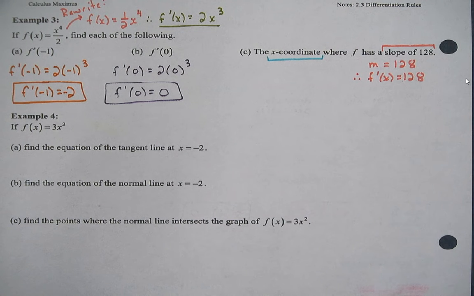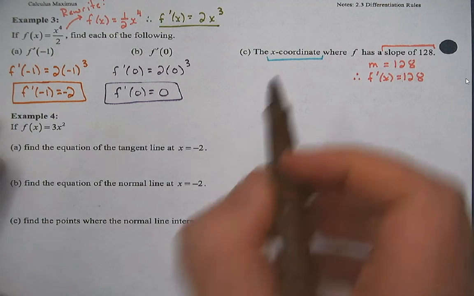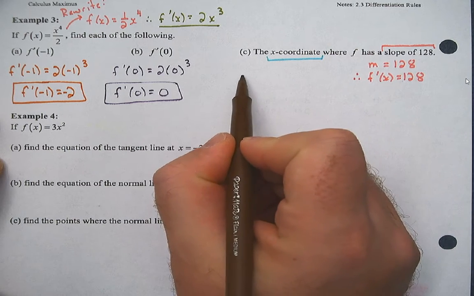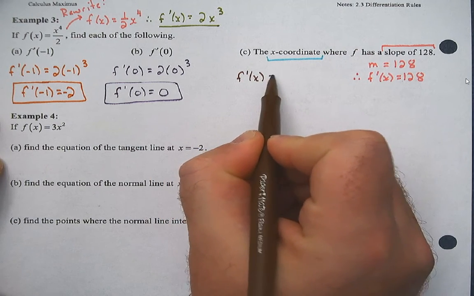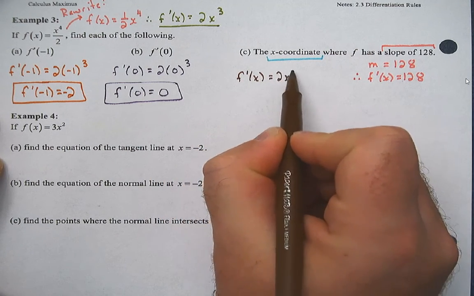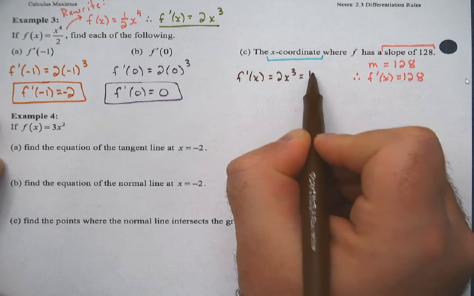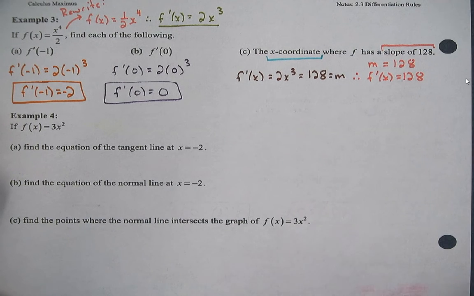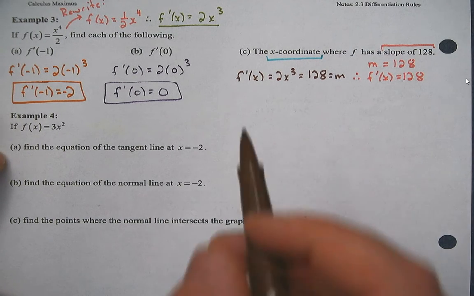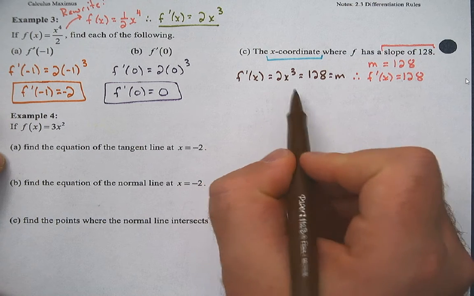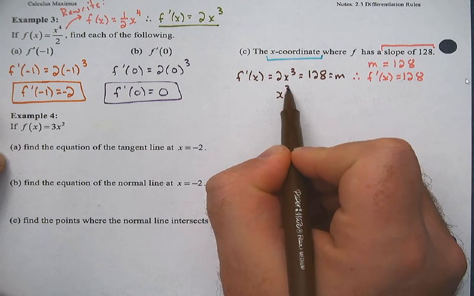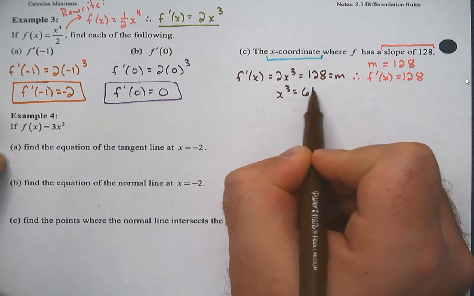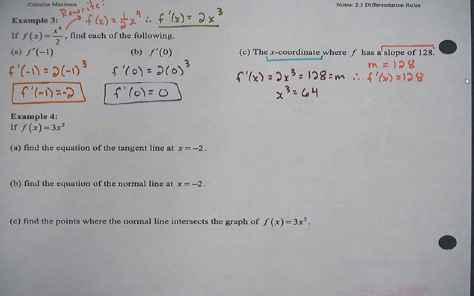So let's go ahead and calculate this now. I first have to take f prime of x, which is 2x cubed, has to equal 128, which is the slope. So now I've got the equation, I can start to solve it. What would you do to both sides? I would divide by 2, x cubed equals 64. Who's keeping x from being by himself is cubed, so I'd have to cube root.